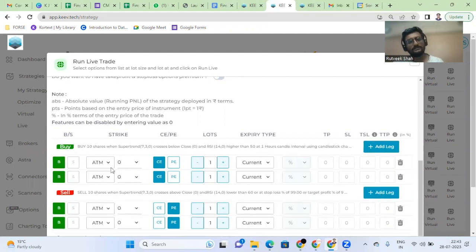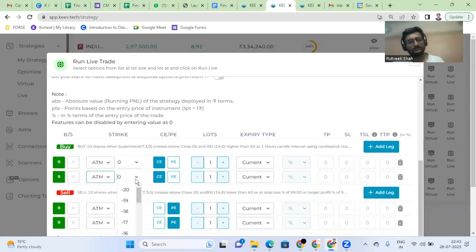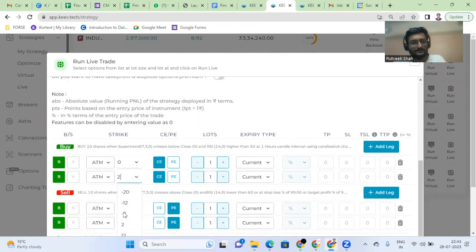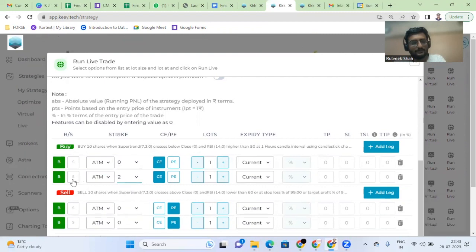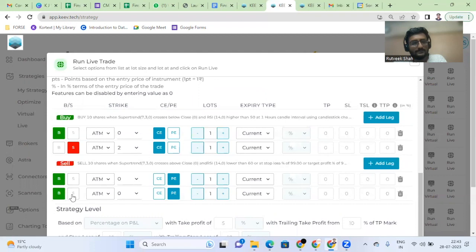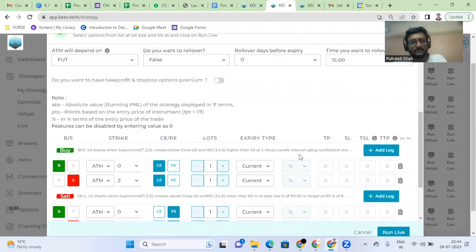In a bull call strategy, you want to buy the ATM call and sell a further OTM call. Let's say we'll choose to sell the two OTM strike price. Similarly on the sell side, we'll buy the ATM put and sell the two OTM put, and we want a stop loss for the strategy.